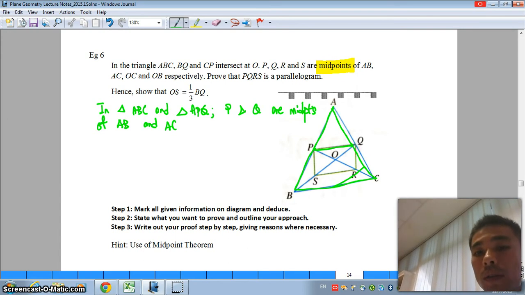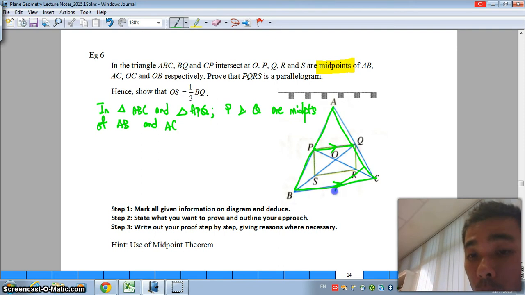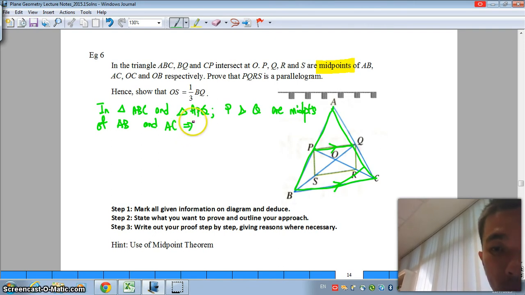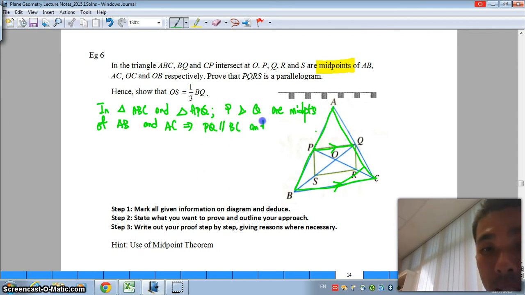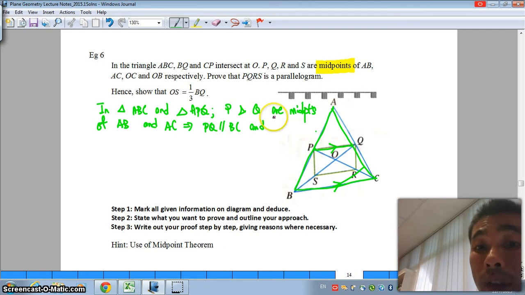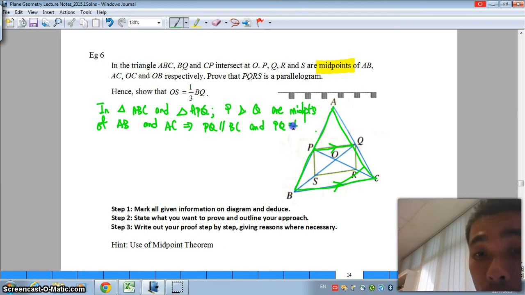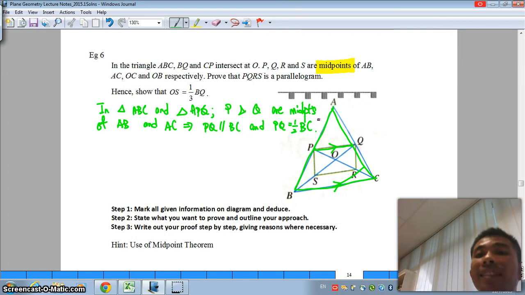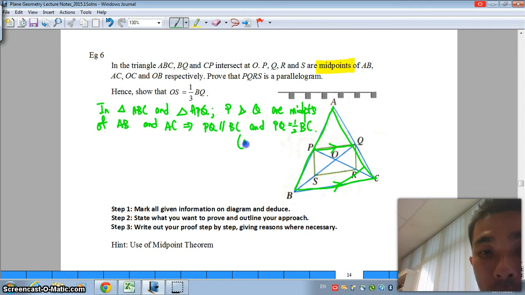First conclusion, for sure, PQ is going to be parallel to BC. And remember, the second result you can tell me is the length of the shorter parallel line is equal to half the length of the longer parallel line. Very good. That is the first midpoint theorem that you can make use of. So please tell yourself, in bracket, this is the use of the midpoint theorem.